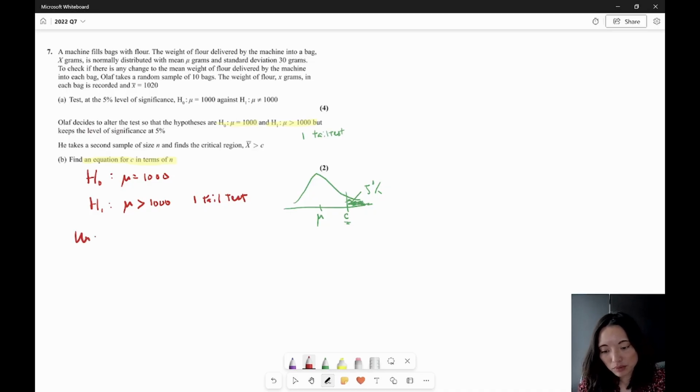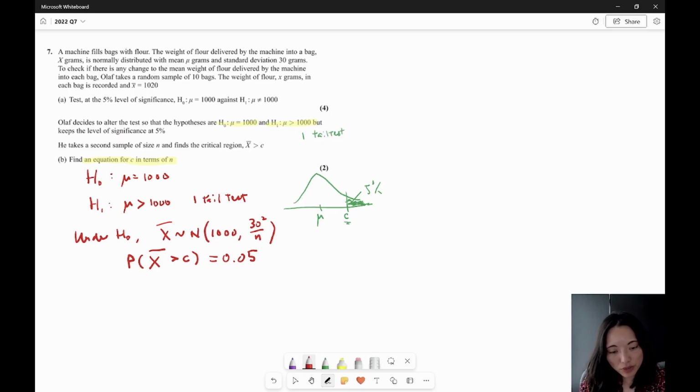So under H naught, X bar follows a normal distribution, again by the central limit theorem, with mean 1000 and variance sigma squared over n. Here, n is not 10 anymore. N was 10 in part A, but now we are doing a second sample and we don't know the size, so we keep n as the variable. What's the definition of the critical region? The critical region in a one-tailed test at a 5% level of significance is the probability of X bar greater than C equals 0.05.